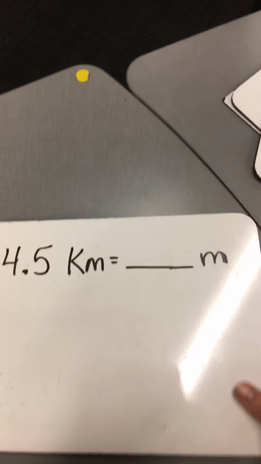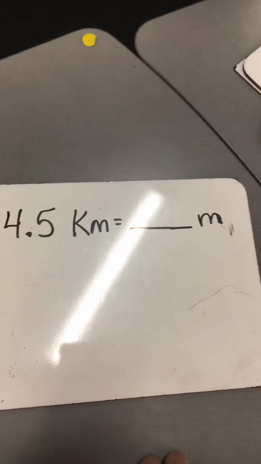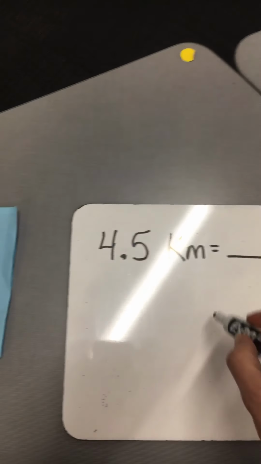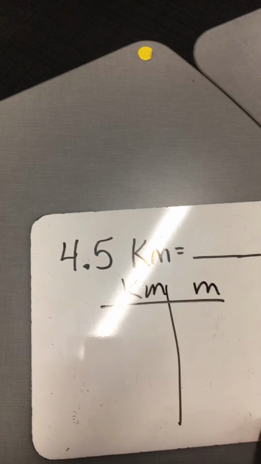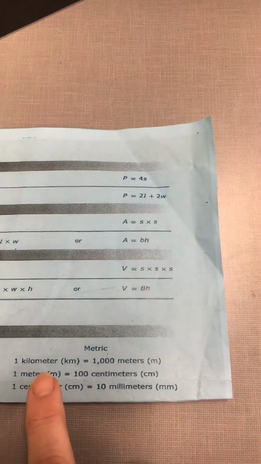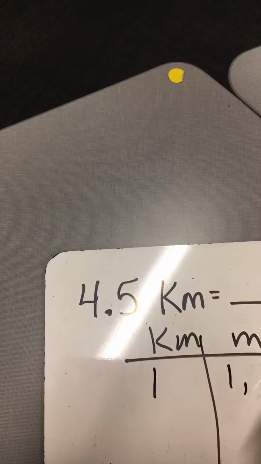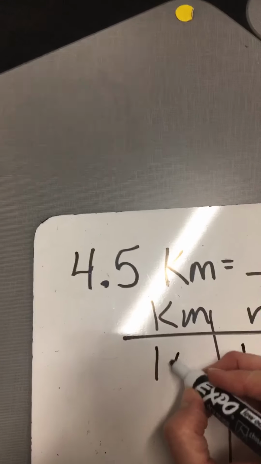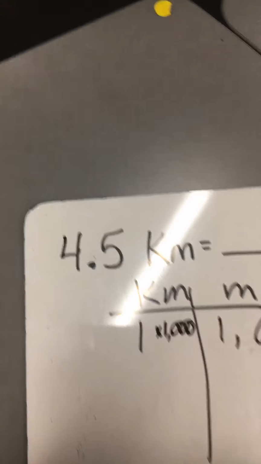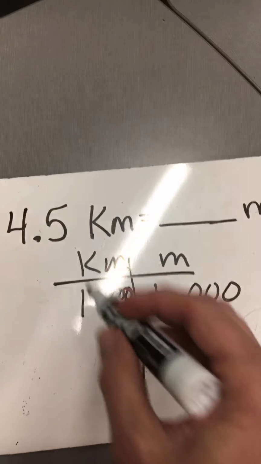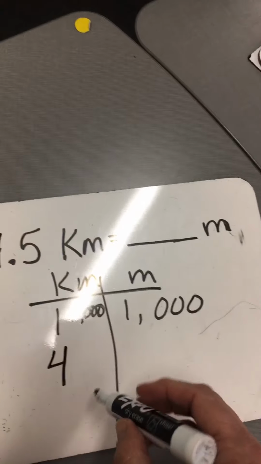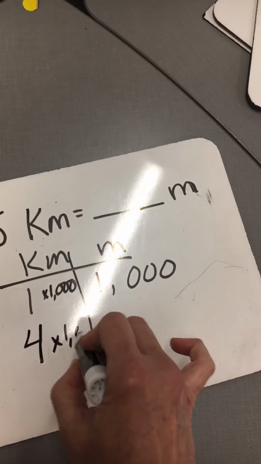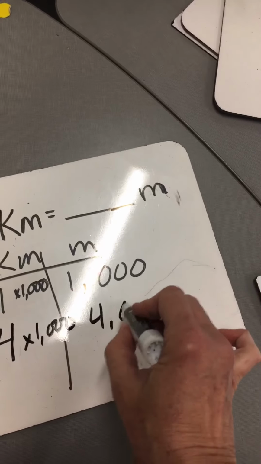Next, this one's a little different. This has a decimal. Do not panic. We can still do this. Here's kilometers. Here's meters. Now, we know that 1 kilometer is 1,000 meters. So I'm going to go ahead and put that measurement down. I am multiplying because I'm getting a whole lot bigger. There's a whole lot more meters than kilometers. So I'm just going to use the whole number first. 4 times 1,000 is 4,000.